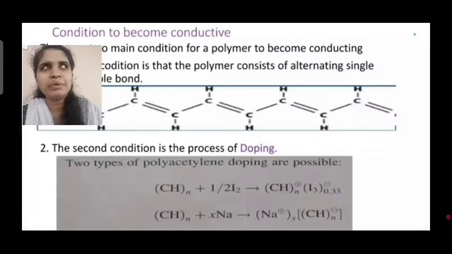It is called oxidative doping. Example, polyacetylene doped with iodine. Reductive doping means where electrons are added to the polymer. Example, polyacetylene doped with sodium.